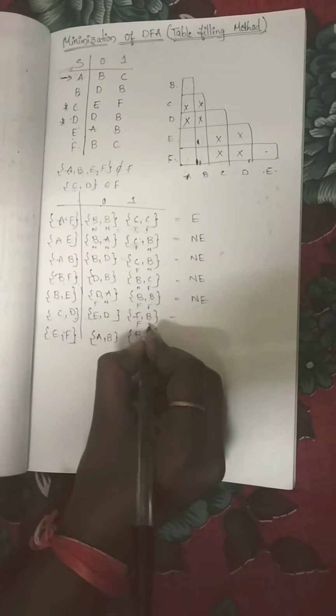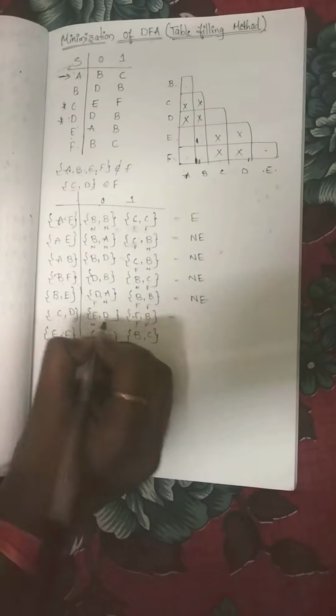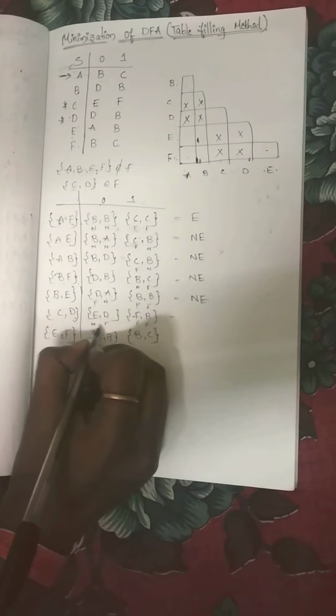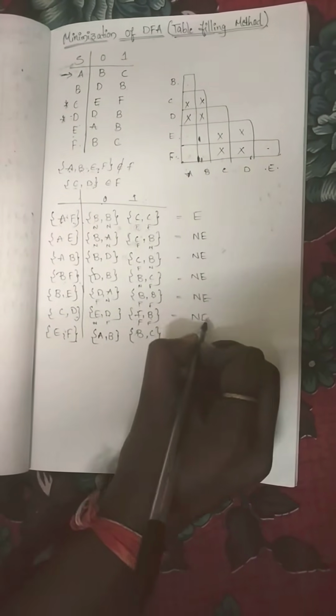Then F comma B, this is final, this is final, whereas E comma D, E is not final and F, D is final. So these states are also not same. So this is also not equivalence.